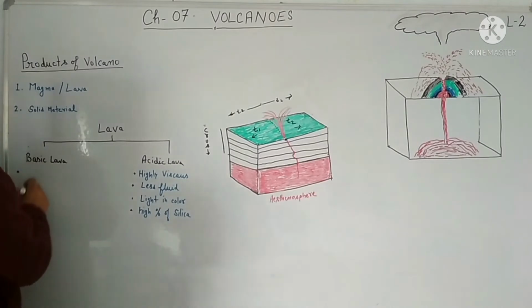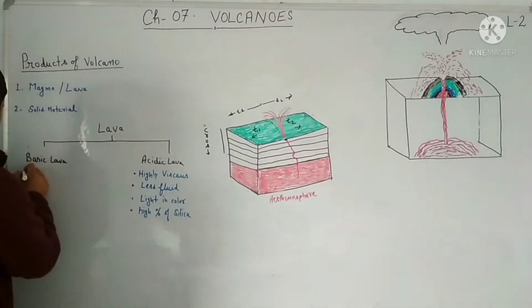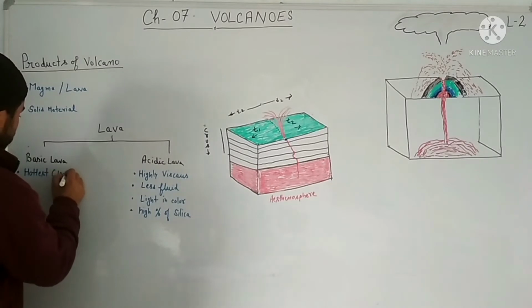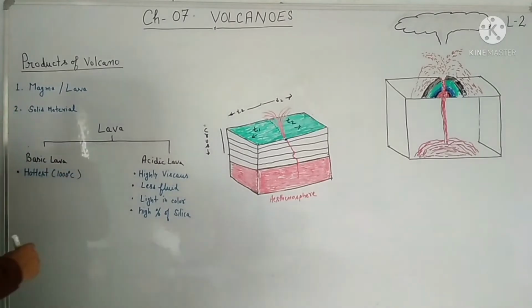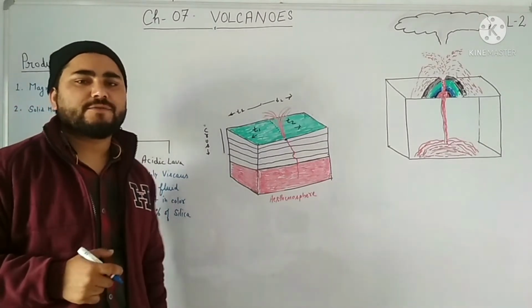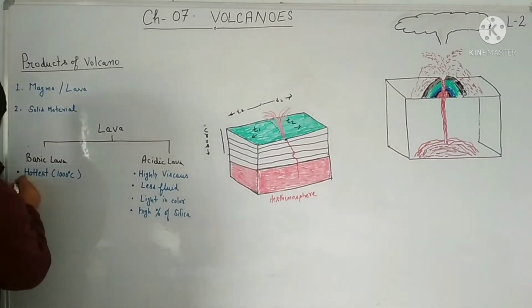Basic lava is very hot. It is the hottest, and the temperature is around 1000 degrees Celsius. The temperature of lava varies from 800 degrees Celsius to 1200 degrees Celsius. Then after that, it is highly fluid.